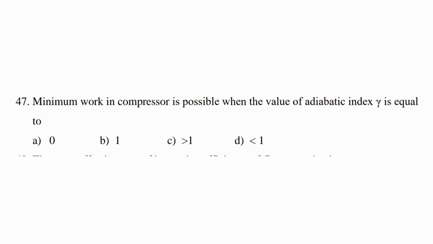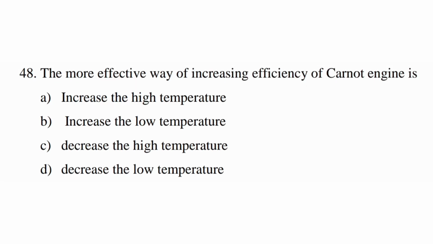Question number 47. Minimum work in compressor is possible when the value of adiabatic index gamma is equal to 1. Option B is correct.